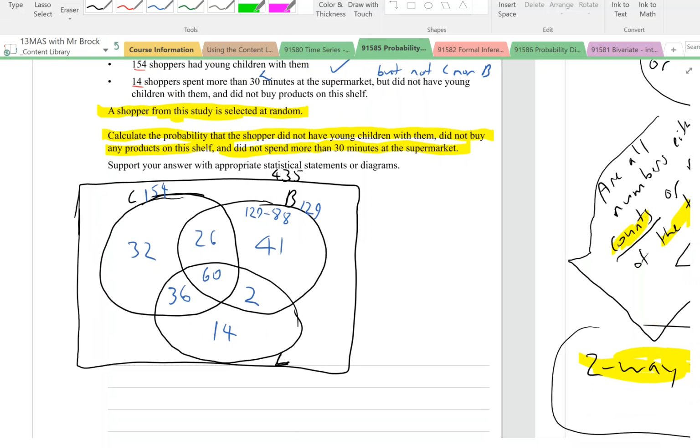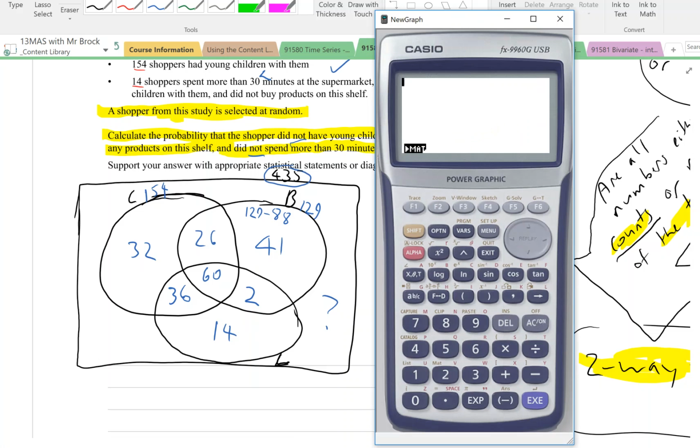Okay, now the question says, it's because we've dealt with all the information now. The question says, calculate the probability that the shopper did not have young children, did not buy any products from the shelf, and did not spend longer than 30 minutes. So therefore, that is what? Which part of our diagram? Well, it's everything outside of the three circles. So all we need to do now is what? We simply need to subtract all of these numbers off the total, which is 435. An easy but tedious task, isn't it?